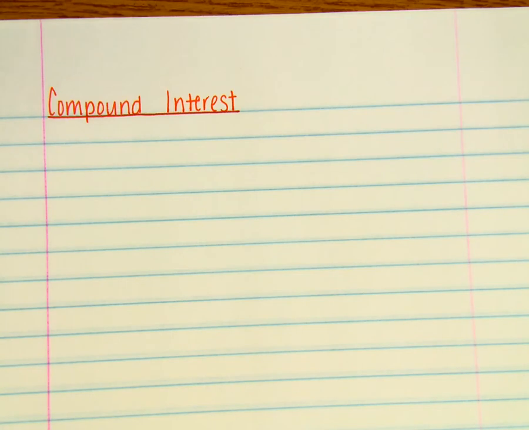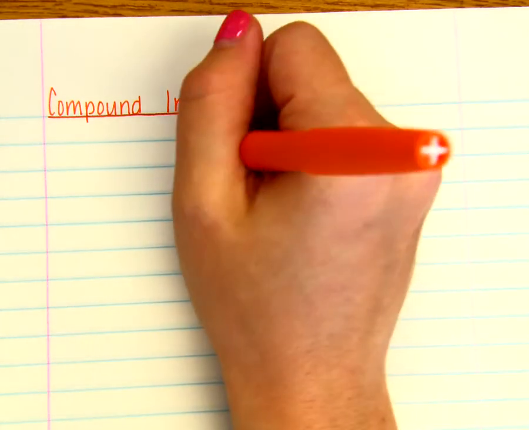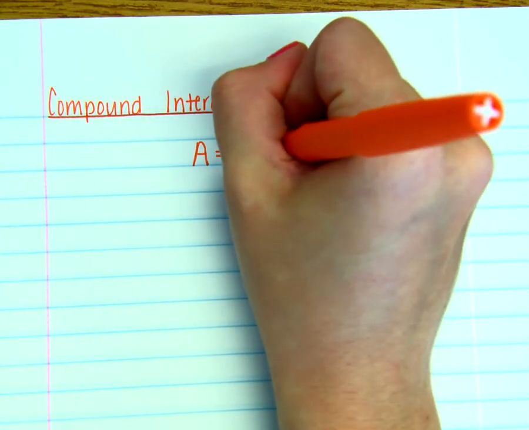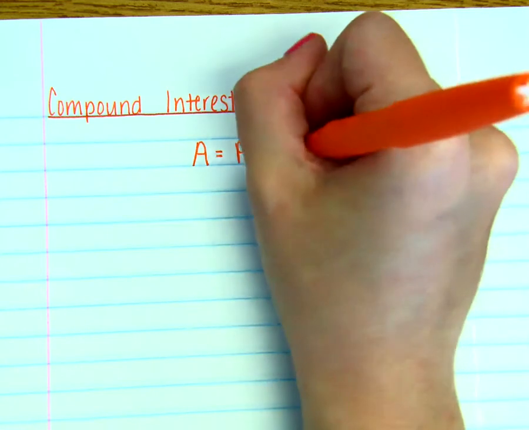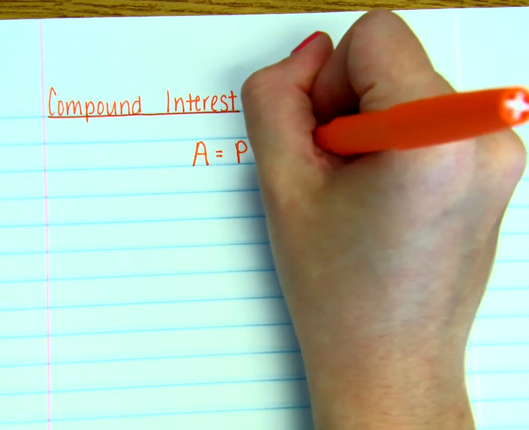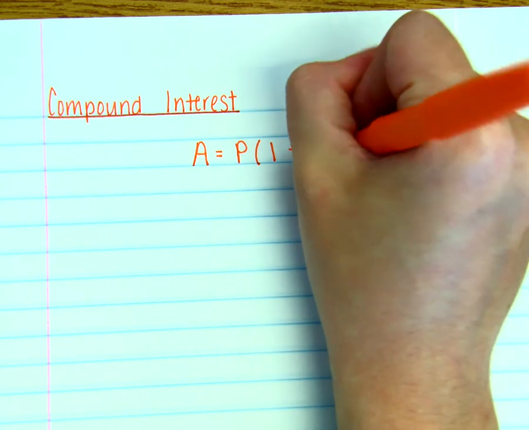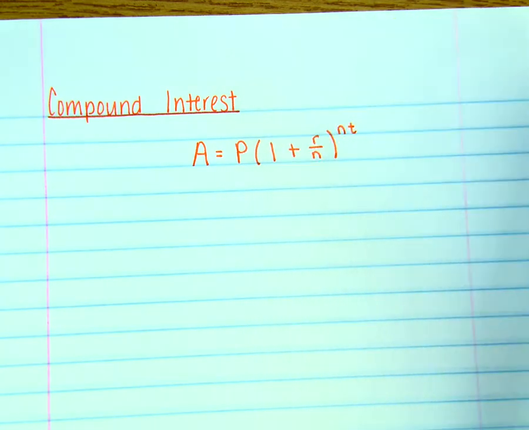There's a formula we need to know today. We're starting compound interest. There's a formula that we're going to be going over, and this is a very important formula. You will have to have it memorized for the EOC, so let's copy it down and talk about what it means. A equals P parentheses 1 plus R divided by N to the NT power.